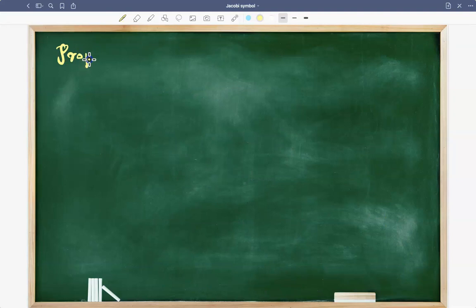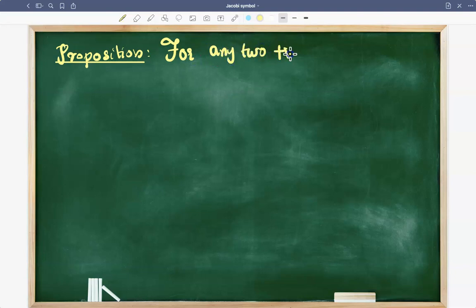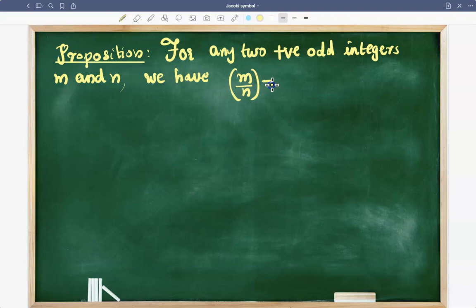The next is a proposition which is similar to the quadratic reciprocity law for Legendre symbols. It states that for any two positive odd integers m and n, we have Jacobi symbol m by n is equal to minus 1 raised to m minus 1 into n minus 1 by 4 into Jacobi symbol n by m.